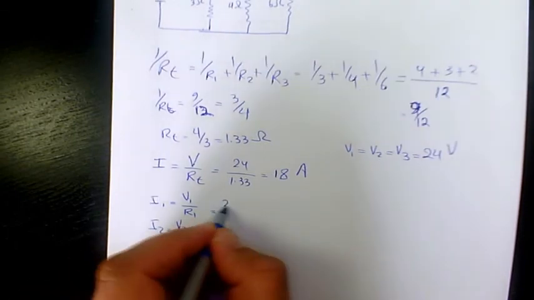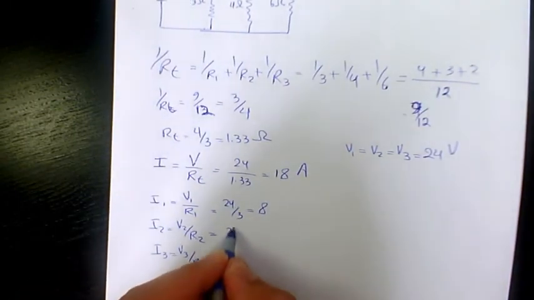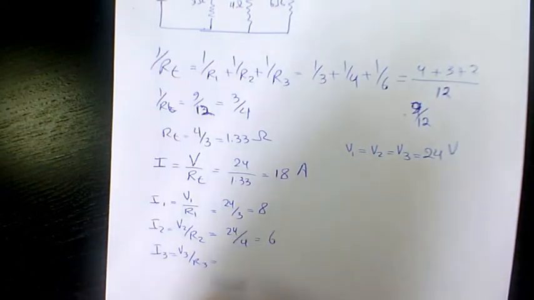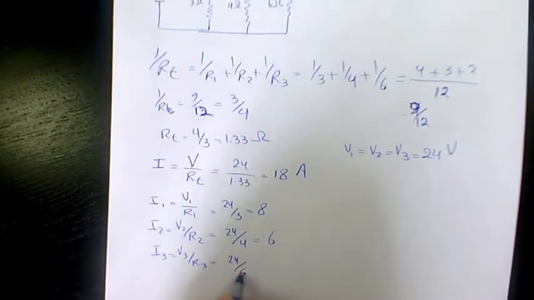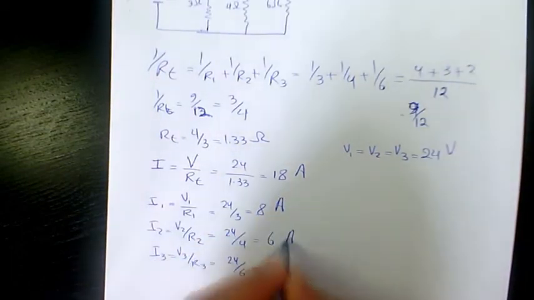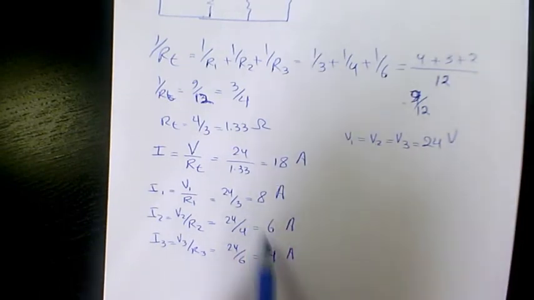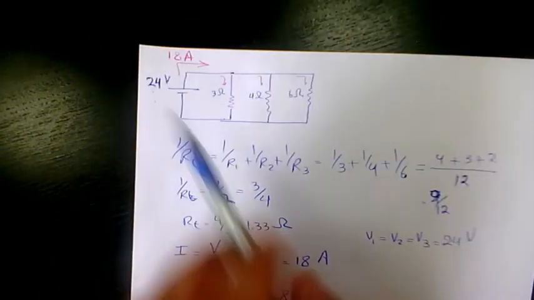That will be 24 divided by 3, that's 8. 24 over 4, that's going to be 6. And 24 over 6 is going to be 4. So 8 amps, 6 amps, and 4 amps is going to be I1, I2, I3. If you add them all, you can find out this 18 here.